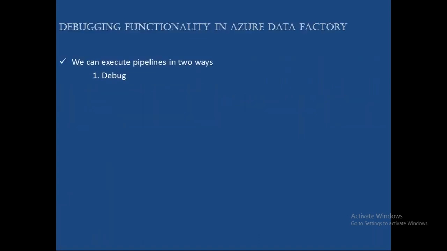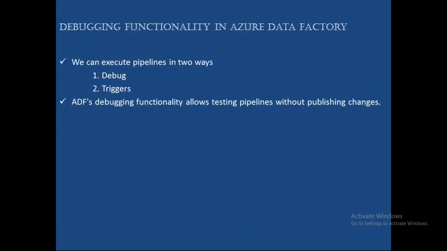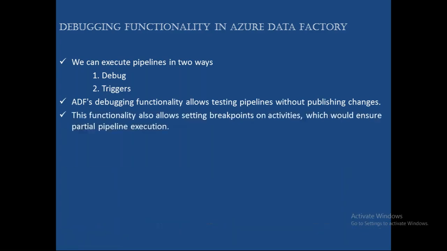Debugging functionality we have seen: we can execute a pipeline in two ways, debug and triggers. And ADF debug functionality allows testing a pipeline without publishing changes. Okay, we tested this yesterday. Next, this functionality also allows setting breakpoints on activities, which ensures partial pipeline execution. As we discussed, say we have 10 activities in a pipeline and I want to execute the first 5 activities to test my pipeline. That is possible. You can create a breakpoint and do that.